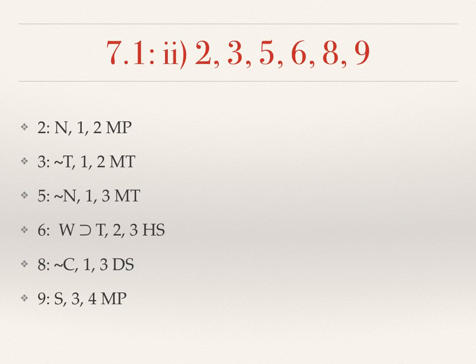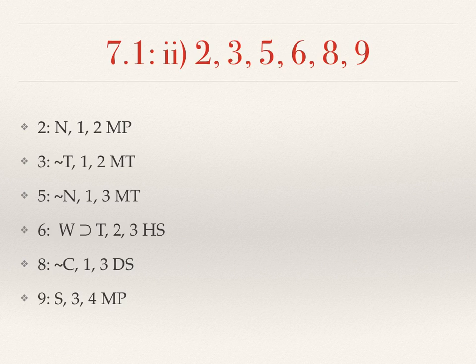For number 5, the first premise is F implies N. The second premise is N implies T. We have a missing premise, and then we're asked to conclude not F. If we could get a not N, then by modus tollens on 1 and 3, we could conclude not F. So premise number 3 would be not N, and by modus tollens on steps 1 and 3, we would conclude not F.